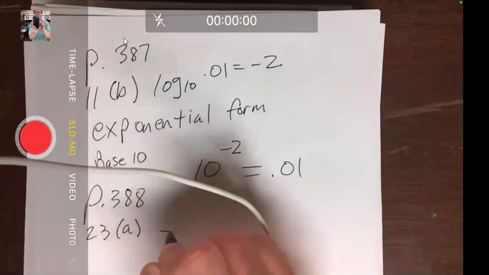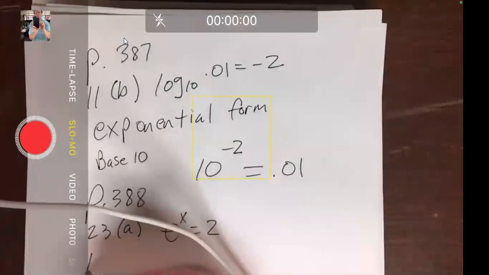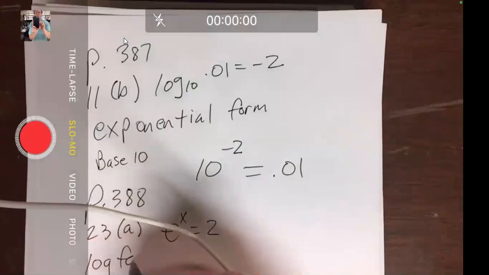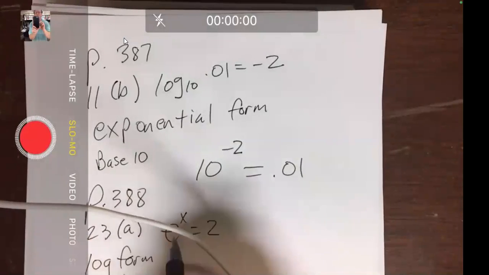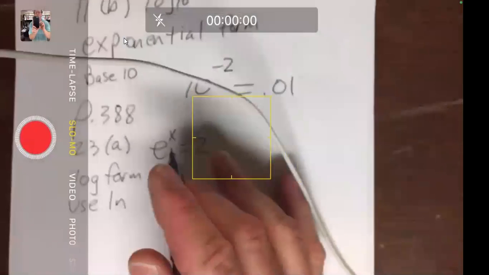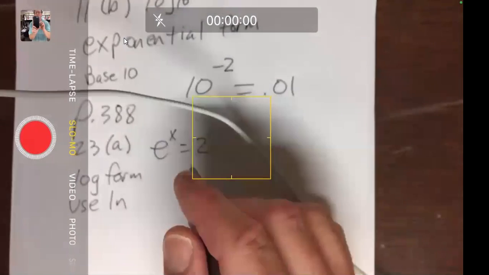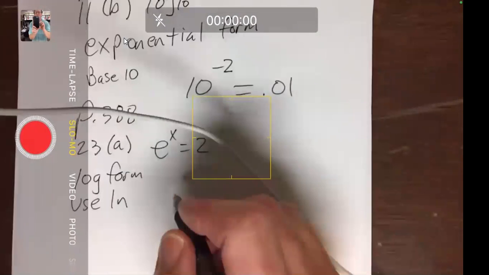23A is e to the x equals 2. They want a log form. We'd use ln because it's base e, in which case we'd have log base e of e to the x equals ln of 2. I'm writing out more steps on this one.